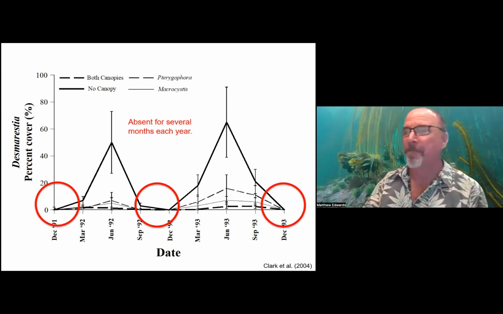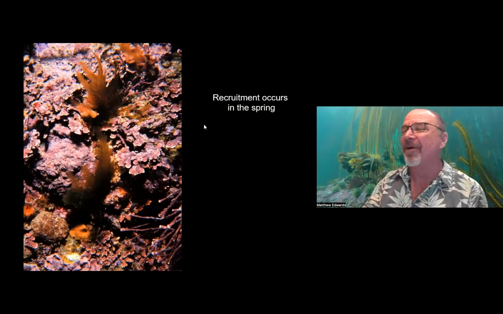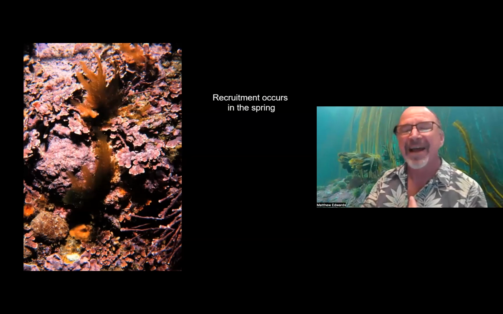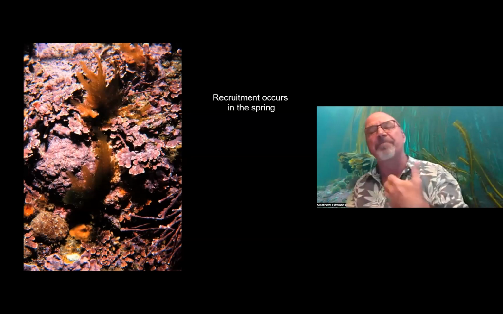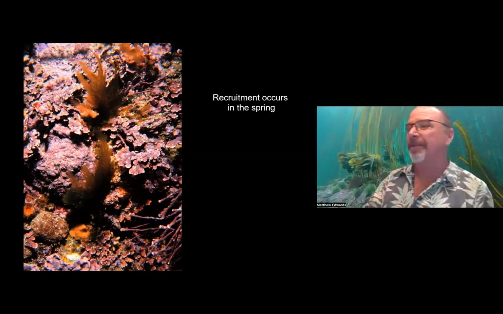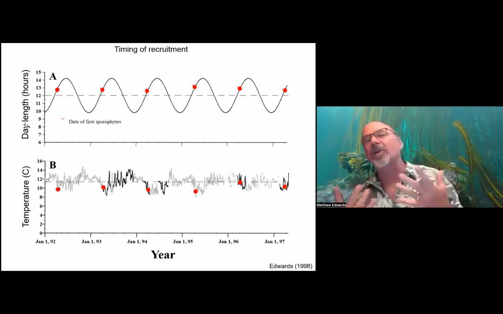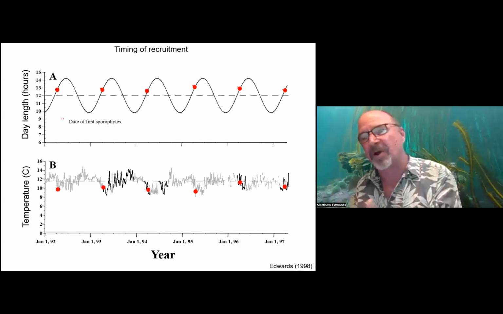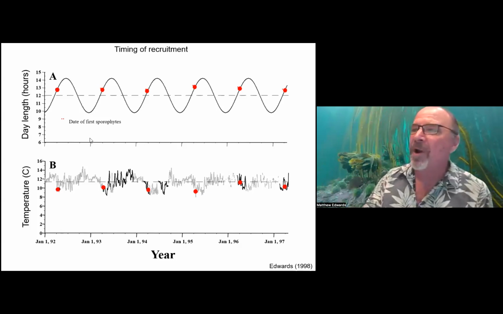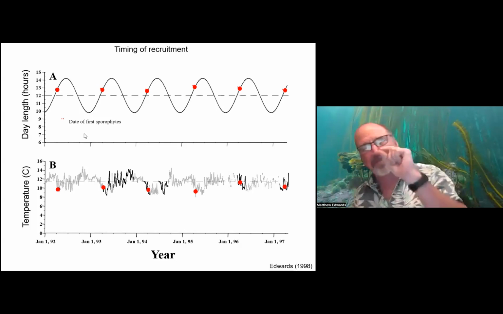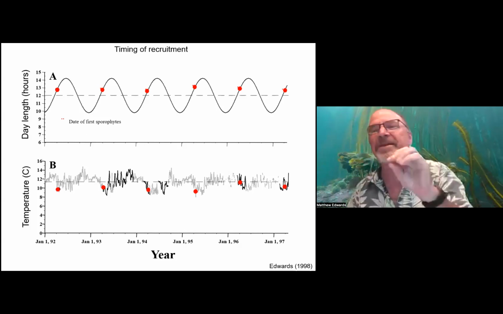It drops to 0. And if you look at the timing of all this, and we look at when Desmarestia recruits, we know it recruits in the spring, kind of just like the kelps have their most abundant recruitment period in the spring and early summer. And so we can look at day length, and this is simply day length where we model it for the latitude of Stillwater Cove. It's easy to do. And we put out temperature loggers, and we look at temperature loggers from January of 92 through about mid 1997. And the red dots represent the date of first sporophyte appearance. That is when Desmarestia recruits.